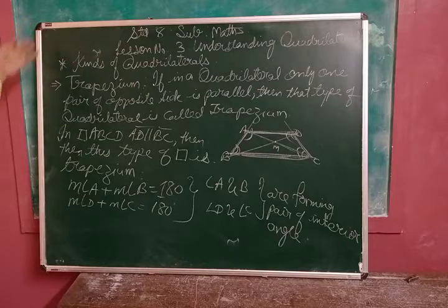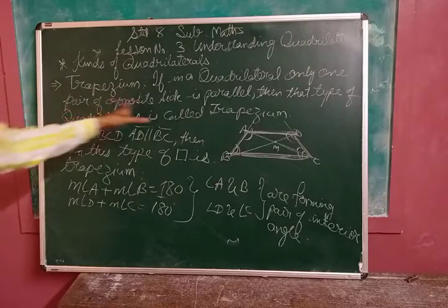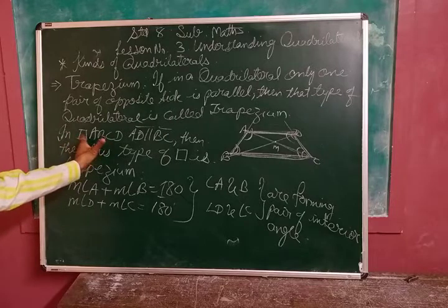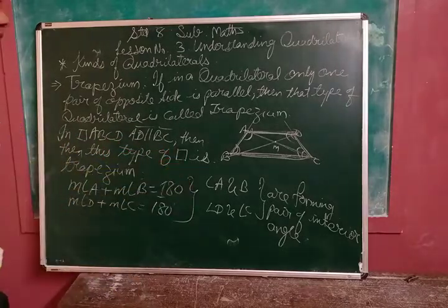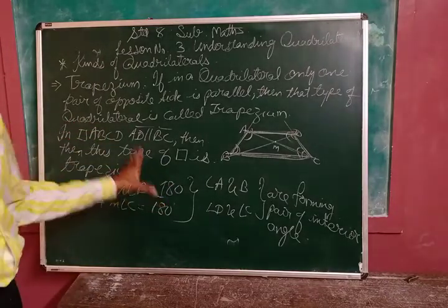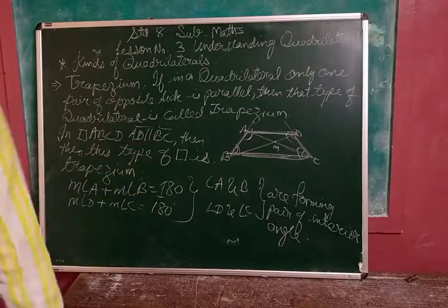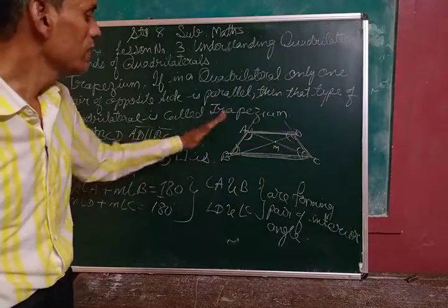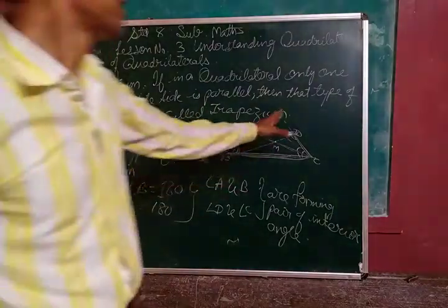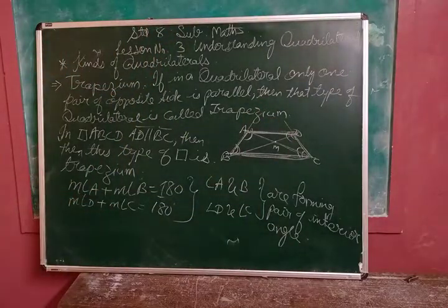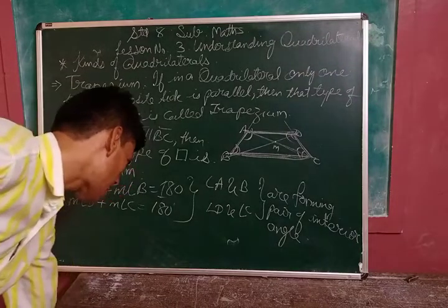This is the kind of quadrilateral where only one pair of opposite sides is parallel. Then that type of quadrilateral is known as trapezium. In quadrilateral ABCD, AD is parallel to BC. Only one pair of opposite sides is given parallel. The other pair's condition is not given. So this type of quadrilateral is known as trapezium. Here A and B are forming interior angles, then the sum of these two angles is 180. B and C are forming interior angles, then the sum of these two angles is also 180. Is that clear?